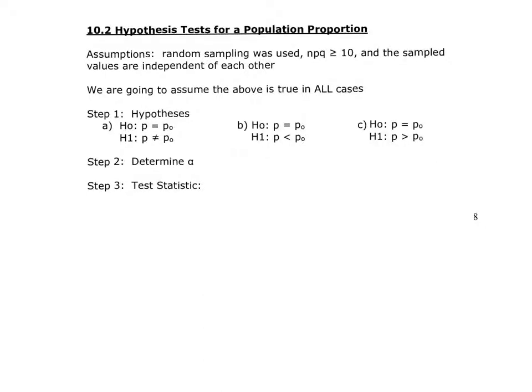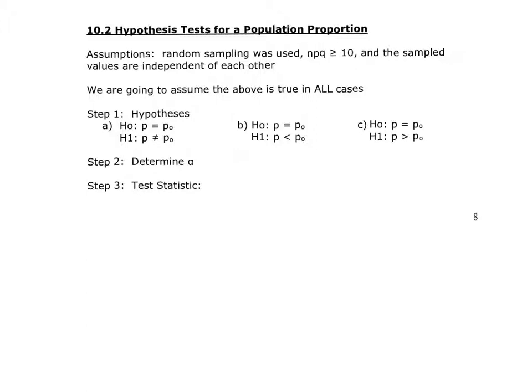In this video, we're going to look at hypothesis test for a single population proportion. The following assumptions need to be made in order to complete this test. First, random sampling must have been used. The product of n times p times q must be greater than or equal to 10. And the sampled values are independent of each other. For the purposes of our class, we're going to assume that all of these are true.